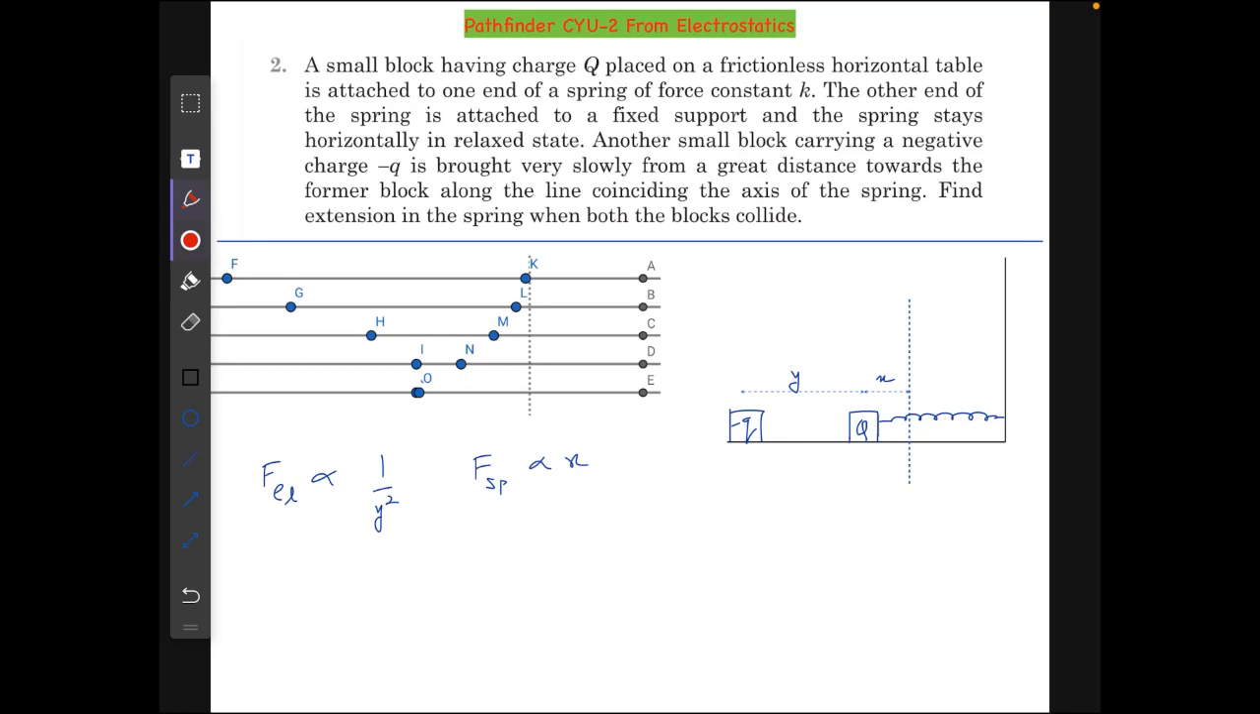So hello guys, here we have question number 2 from the exercise Check Your Understanding from the chapter Electrostatics from Pathfinder. So let's start. A small block having charge Q, placed on a frictionless horizontal table, is attached to one end of a spring of force constant K.